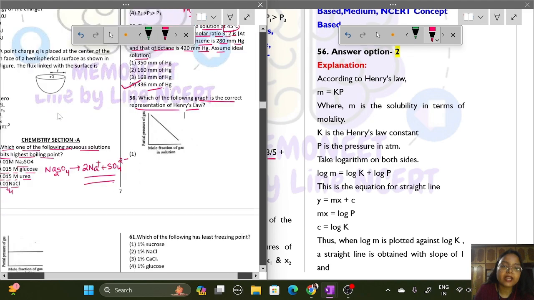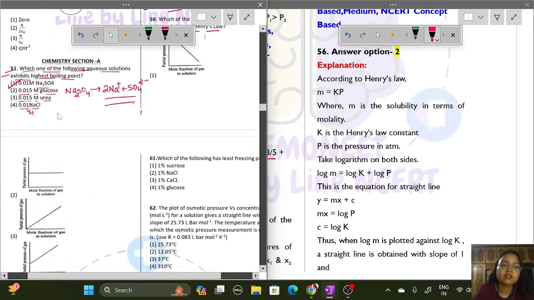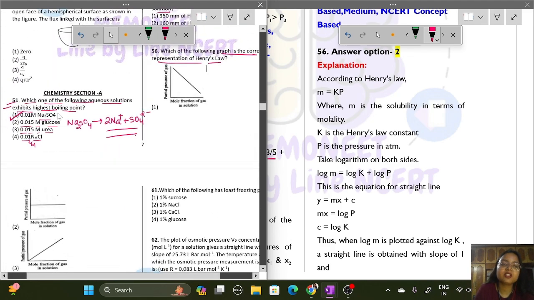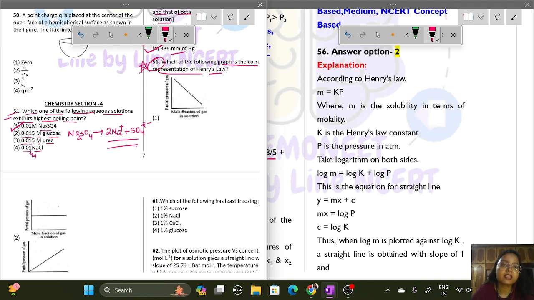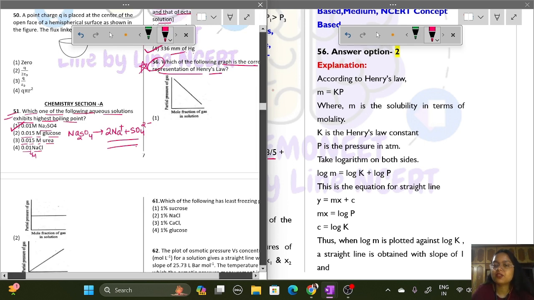So see, for Henry's law, this is the question which you can see in every other question paper. So this I am marking as an important question. Okay, so like this you just have to remember the graph. So let's read the explanation for this.